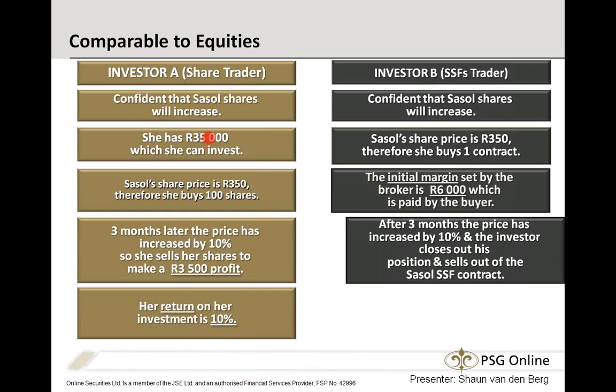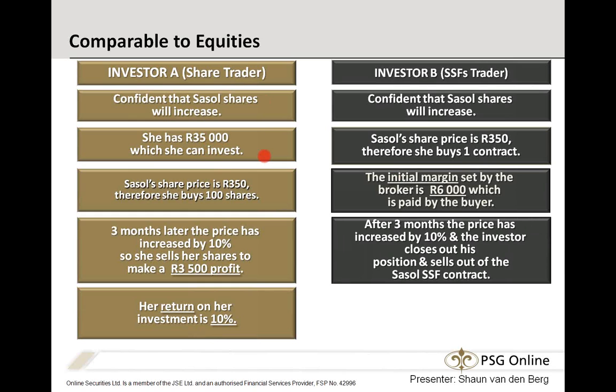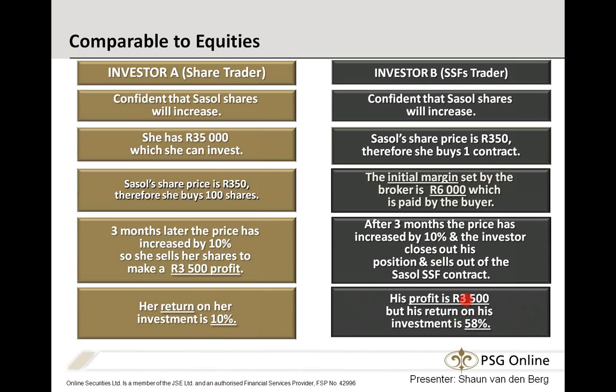Okay. Remember, on a daily basis, money is going in and out of my account. And here, after 3 months, I decide to close out my position. So I do the opposite. I close out my position, I sell my contract. But the difference also comes in with my profit. That 3,500 Rand is a percentage of what I put down. As a percentage of my margin of 6,000 Rand, my return on my investment is 58%.